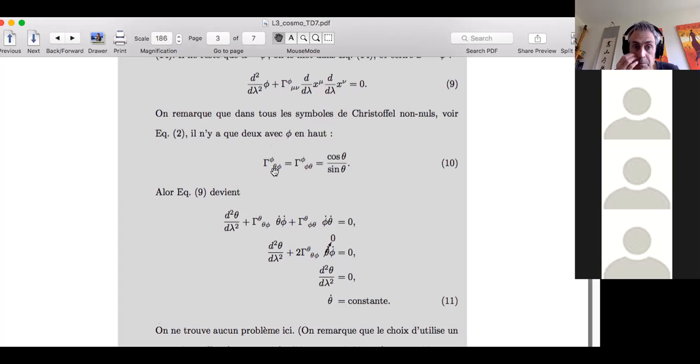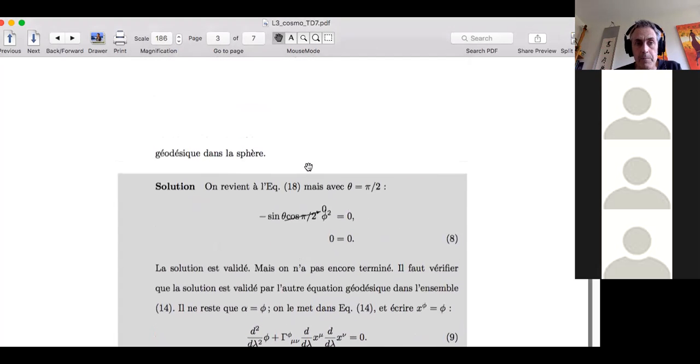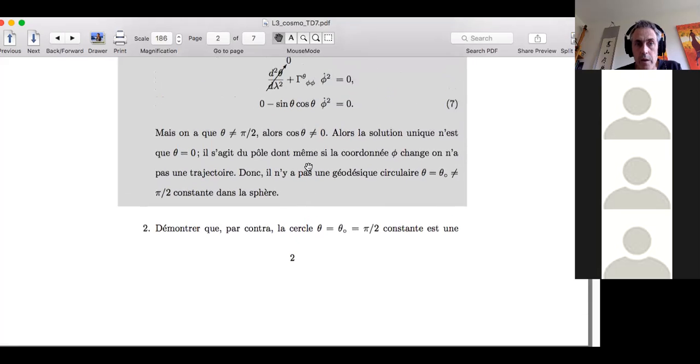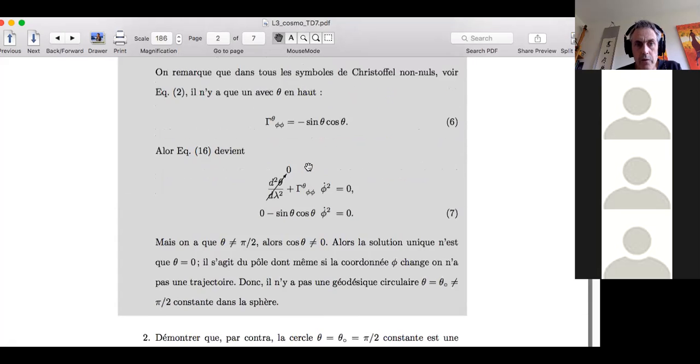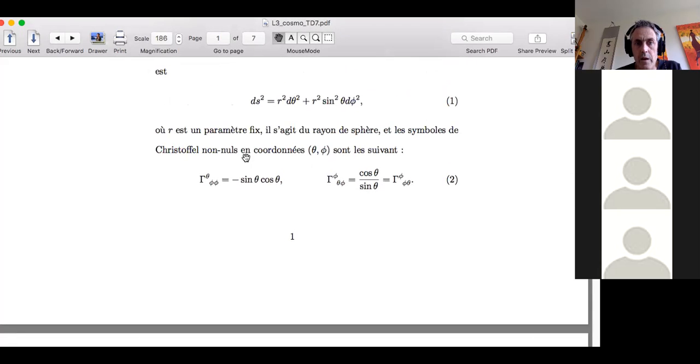Here's the subtle point: there's not just one, there are two, even if I only write one. When I give you the Christoffel symbols, I say that the non-zero ones are the following. Oh, no, I wasn't lazy. This time I wrote both of them. Okay.